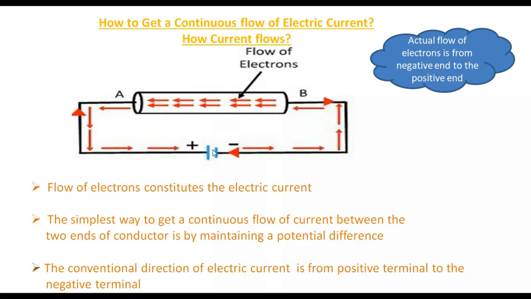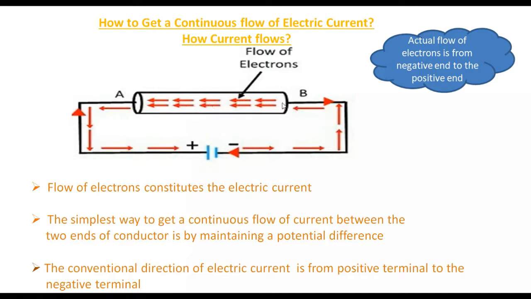Now, as soon as you connect a battery or a cell here, what happens? These electrons will start moving. They will move in one particular direction. They start moving towards this positive end. Now, why do these electrons start moving towards this positive terminal? Because electrons are negatively charged, and negatively charged electrons will always be attracted to positive charges, because unlike charges attract each other. So these electrons start moving.